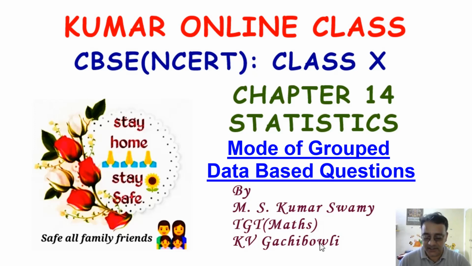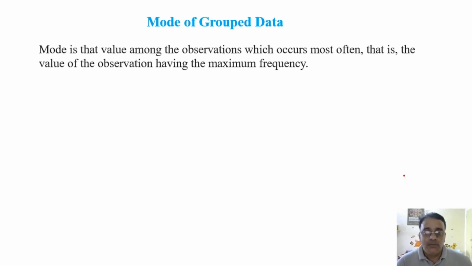Today we are going to start revision of mode of grouped data based questions. Now we are going to start mode of grouped data. So mode is that value among the observations which occurs most often. That is the value of the observation having the maximum frequency. जो सबसे ज़्यादा बार repeat होता है. That is the mode. Okay.